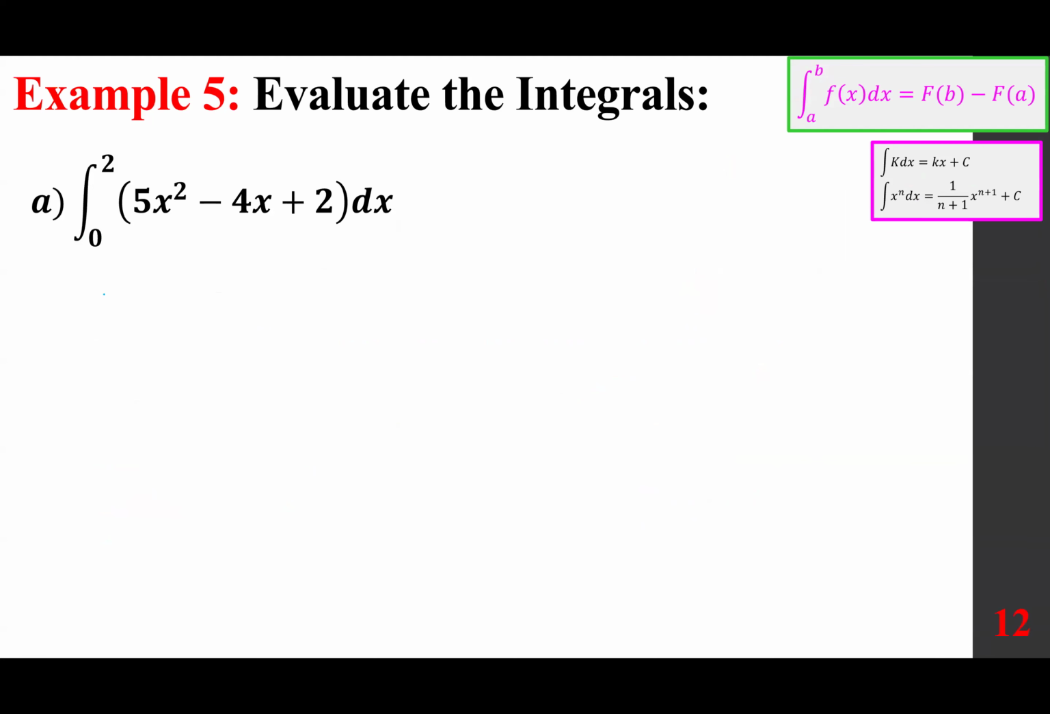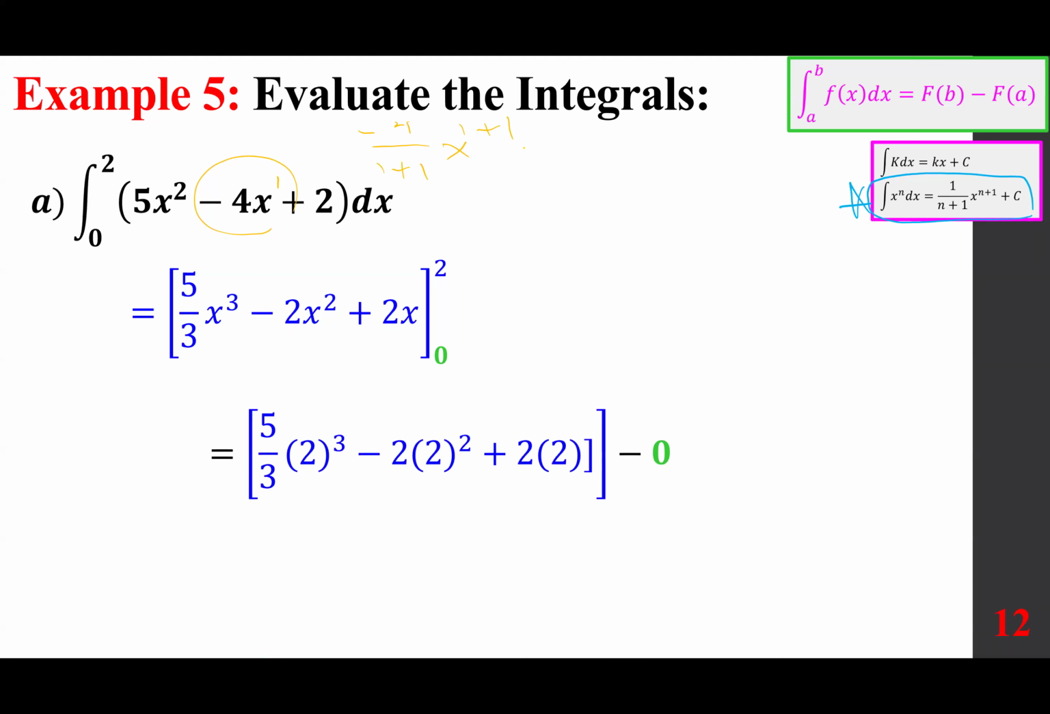Example 5, part A, the integral of 0 to 2 of 5x squared minus 4x plus 2. We are going to use the power rule. So 5 divided by, you add 1, becomes 3, 5/3 x cubed. This one, the exponent is 1, so it's minus 4 over 1 plus 1, x to the power 1 plus 1. That means minus 2x squared plus 2x from 0 to 2.